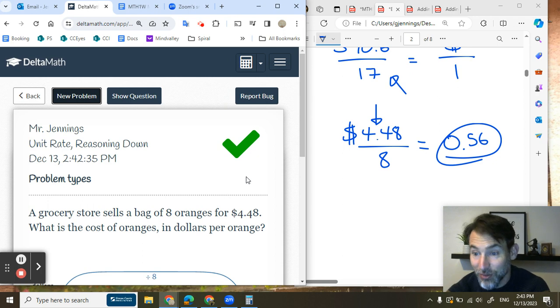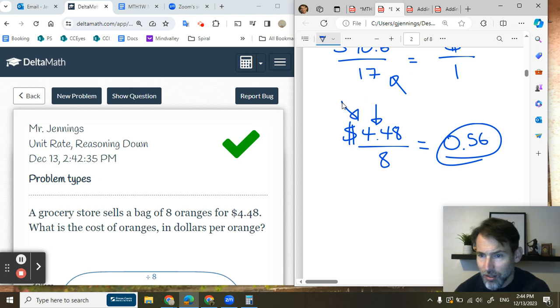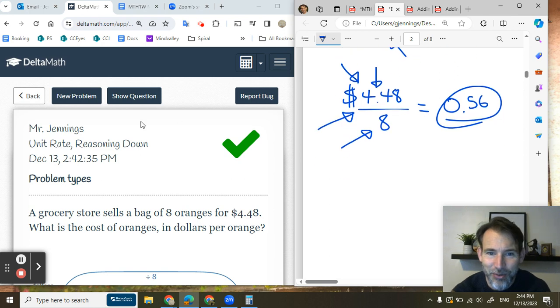I knew that couldn't be $56 per orange because, I mean, look at it. I'm not paying $56 for an orange, first of all. Second of all, I paid a little less than $5 for 8 of them, so I should pay a little less than $1 for one of them. You see? Yeah, so that's kind of what we're up to there.